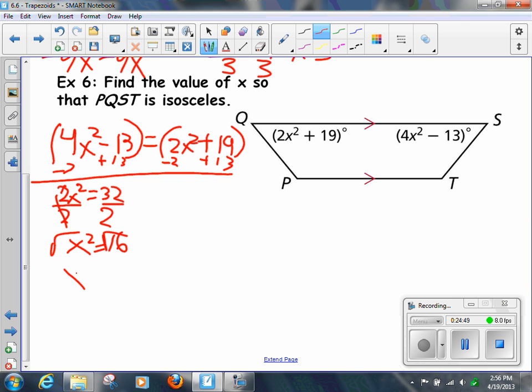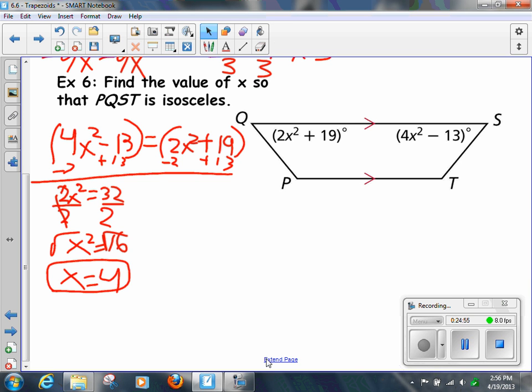Take the square root of both sides, good. How many of you had x is 4? Hands up. Do you have questions? Do you see what you did wrong? Ladies and gentlemen, we subtracted 2x squared from both sides. And then he added 13 to both sides. Then he divided by 2. He got x squared is 16, square root of both sides, x is 4. Very good. Questions? Other questions?